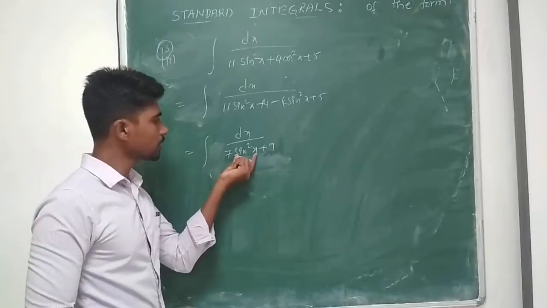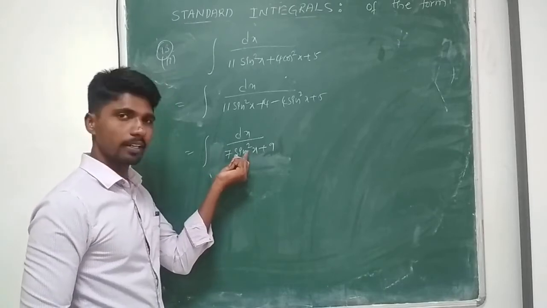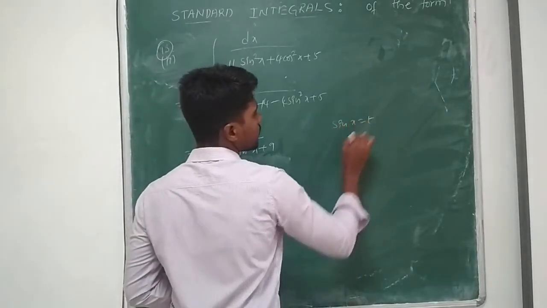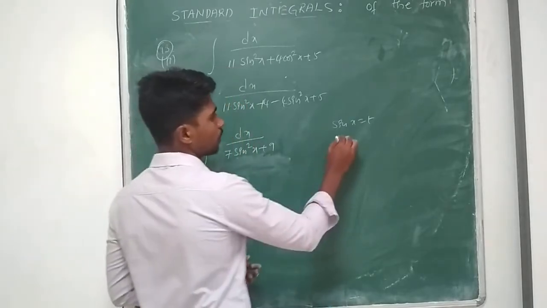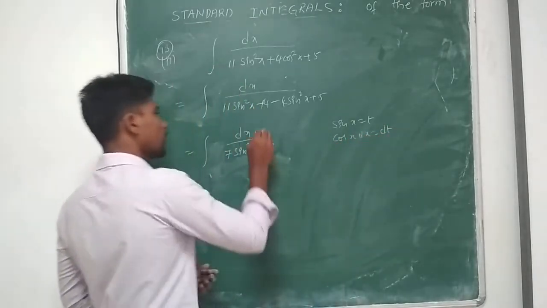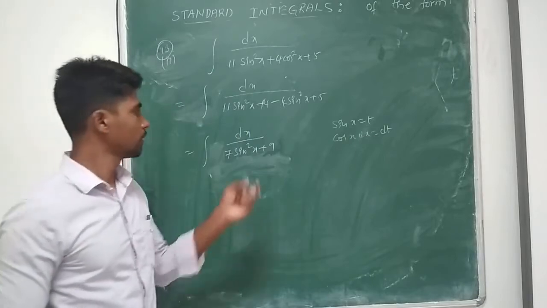I consider this one as t, sin x as t. If I take sin x as t, what's its derivative? Cos x dx will be equal to dt. But I don't have any cos x in this particular thing, right?